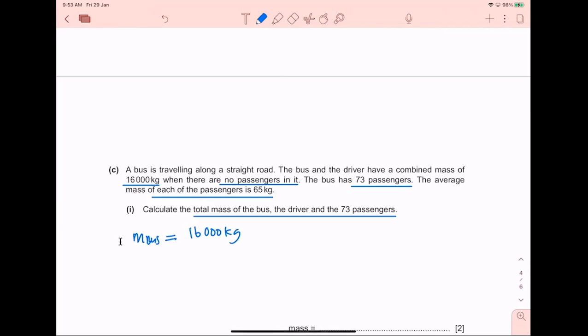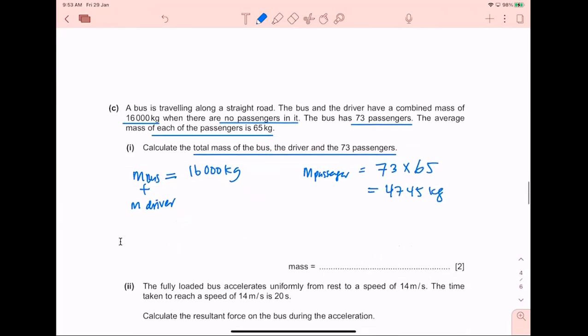And then, this is the mass of the bus plus the mass of the driver, because when there are no passengers, they have the combined mass of 16,000 kilograms. And then we also know that the mass of the passengers is equal to 73 times 65. So 73 times 65 is equal to 4745 kilograms.